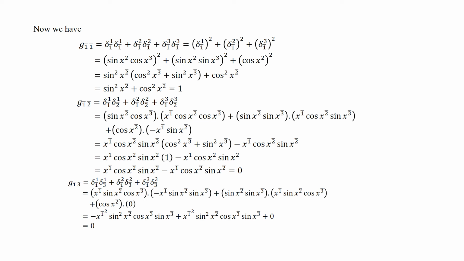Now for the third term, G 1 bar 3 bar is equal to delta 1 1 bar delta 1 3 bar plus delta 2 1 bar delta 2 3 bar plus delta 3 1 bar delta 3 3 bar, and substituting the values of all these terms, from the first and second terms we get x1 square sin square x2 bar cos x3 bar sin x3 bar plus x1 bar square sin square x2 cos square x3 sin x3, plus the last term is multiplied with 0, and the first two terms are reciprocal of each other, so these are cancelled and we get the result is 0.